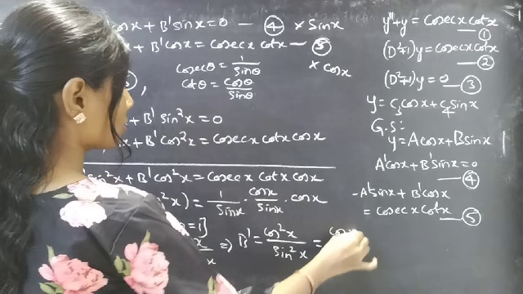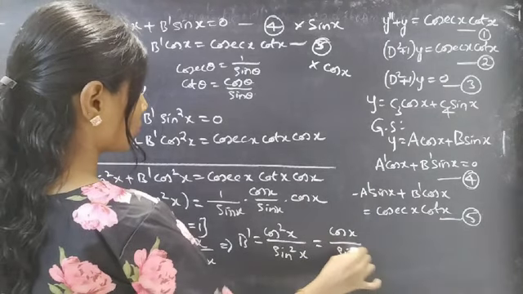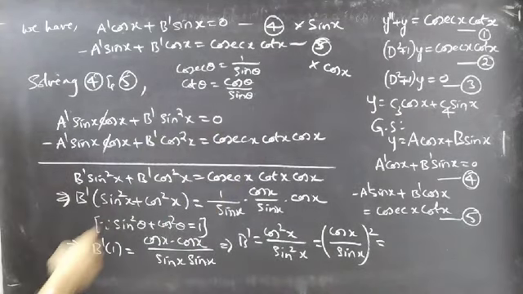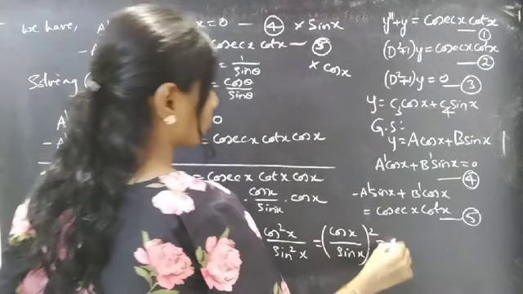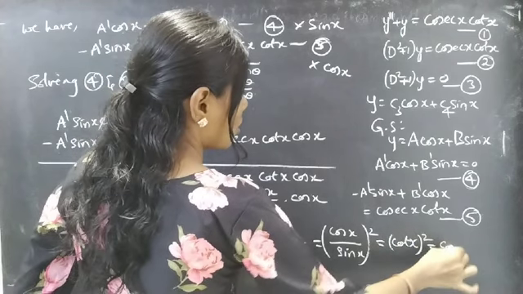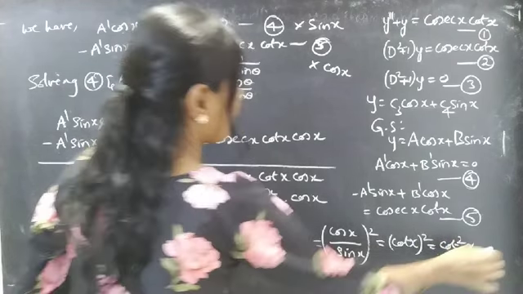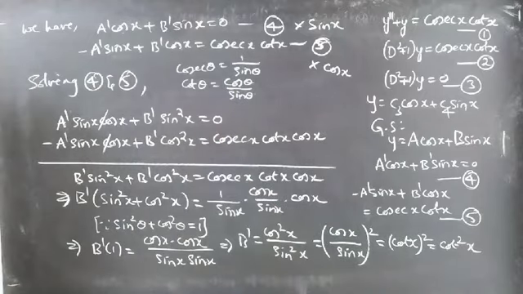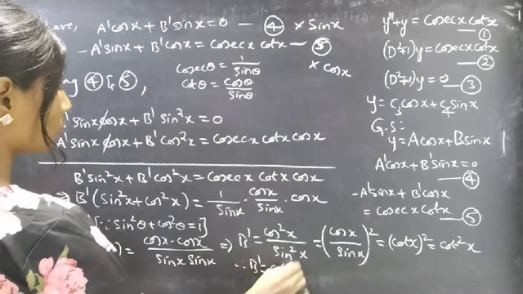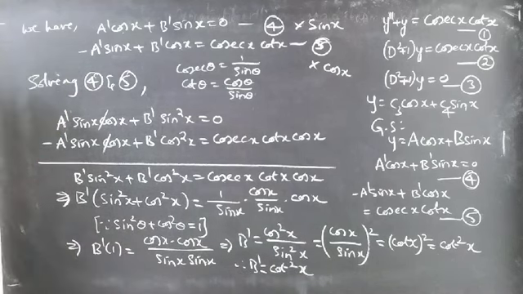Or cos x by sin x whole square. Since we know that cos theta by sin theta is cot theta, we'll get cot x whole square, or cot square x. So we got b dash. Therefore, b dash equals cot square x. Now we got b dash.